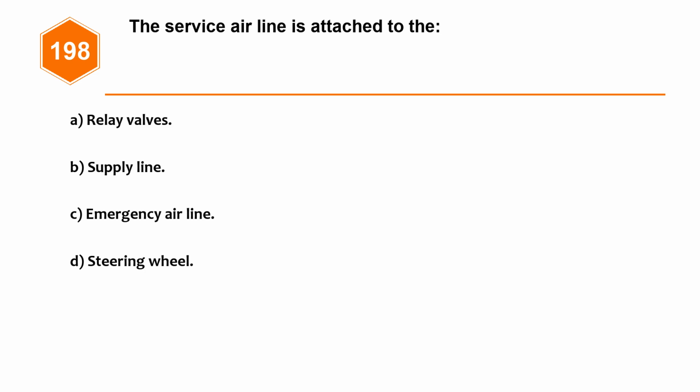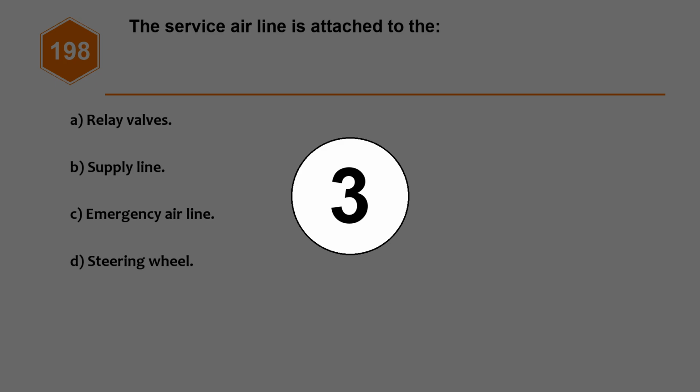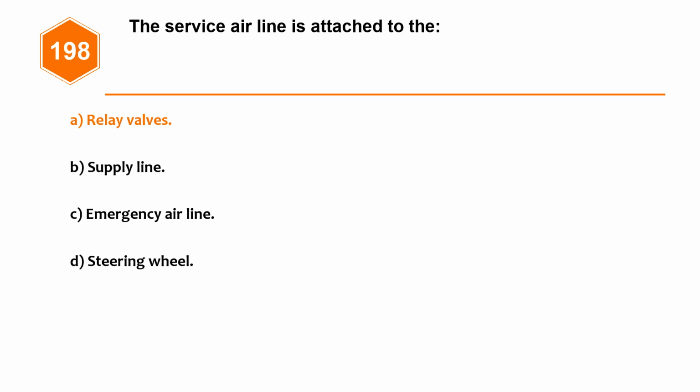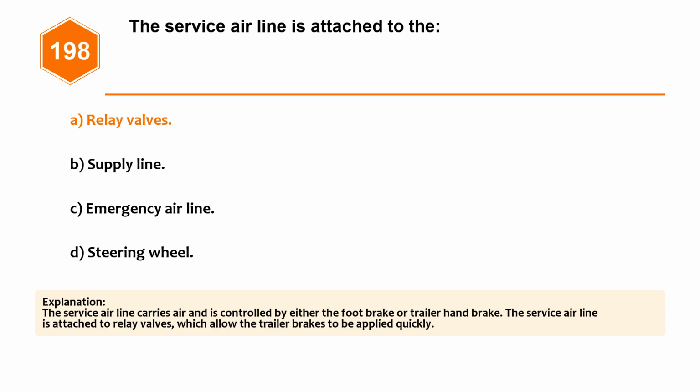Question 198. The service air line is attached to the Option A. Relay valves. Option B. Supply line. Option C. Emergency air line. Option D. Steering wheel. The correct answer is option A. Relay valves. Explanation. The service air line carries air and is controlled by either the foot brake or trailer hand brake. The service air line is attached to relay valves, which allow the trailer brakes to be applied quickly.